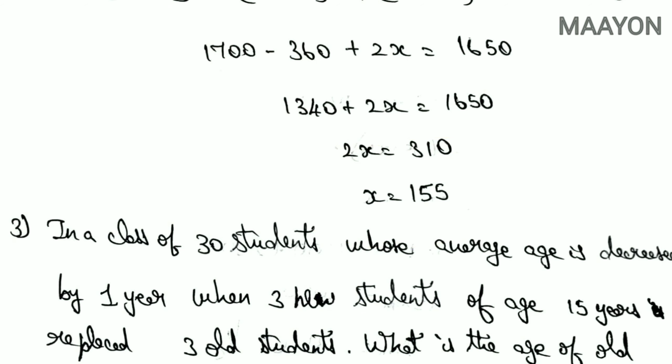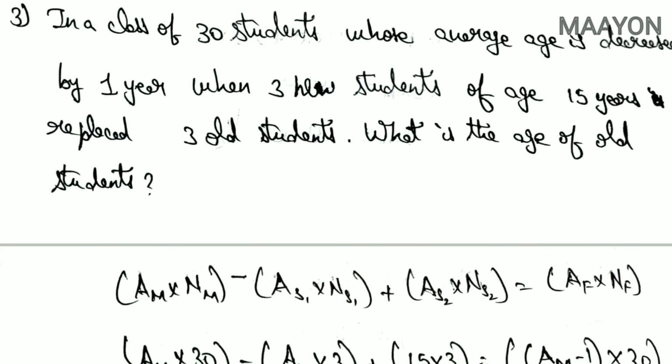Moving on to type 3. In a class of 30 students, the average age decreases by 1 year when 3 new students of age 15 years replace 3 old students. What is the age of the old students? Doing the equation, we get average of main group into number of terms in the main group, minus average of subgroup 1 into number of terms in subgroup 1, plus average of subgroup 2 into number of terms in subgroup 2, equals average of final group into number of terms in the final group.